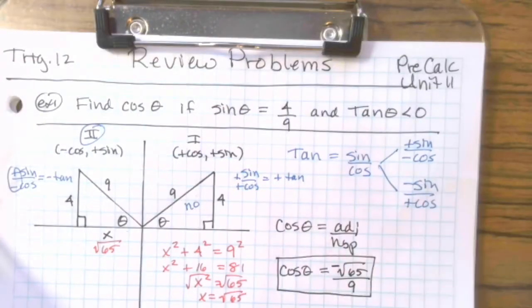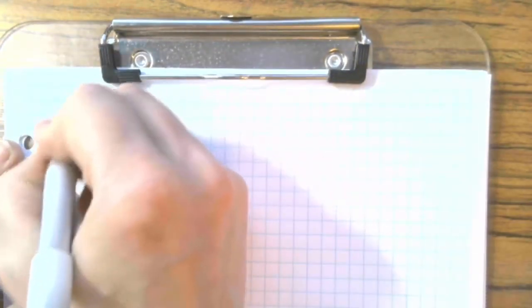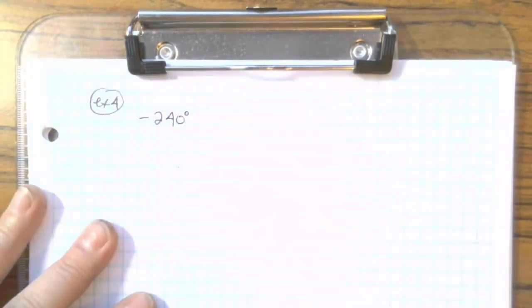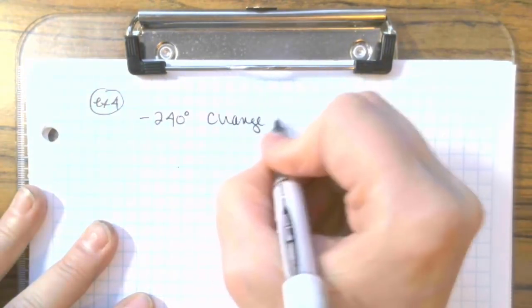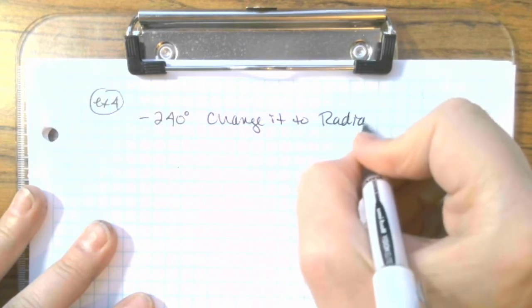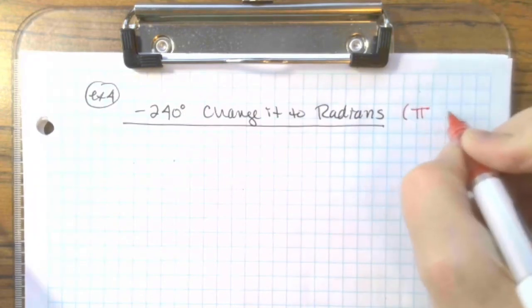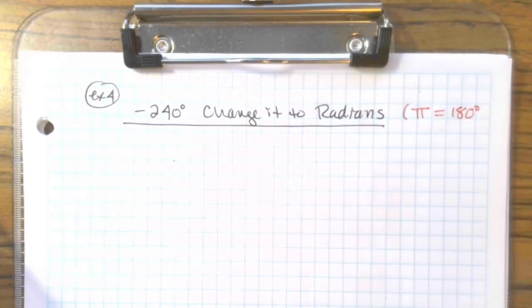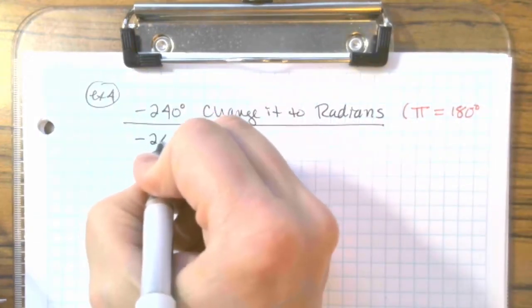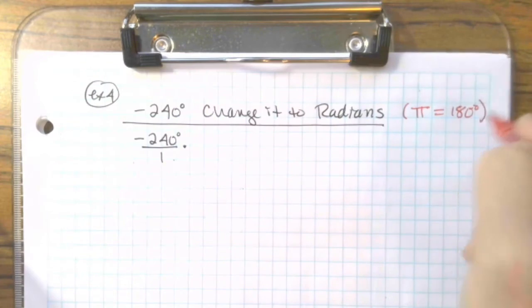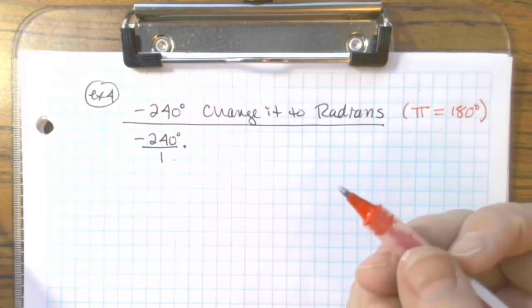All right, example 4. This is a review. So given the angle negative 240 degrees, I want you to change it to radians. Okay, so in order to change from degrees to radians, you need the conversion fraction, which is pi radians equals 180 degrees. So take the angle you're going to change, so negative 240 degrees over 1, and then you're going to multiply it by your conversion fraction, which you're going to position so that degrees cancel.